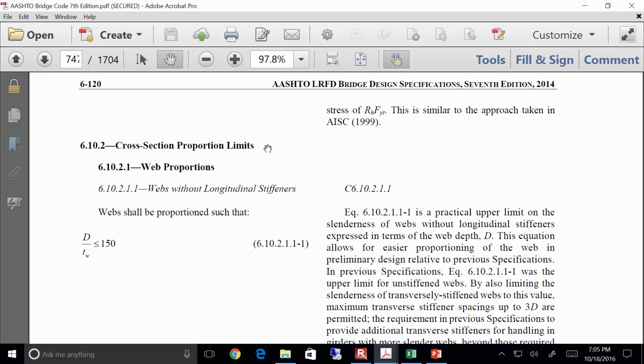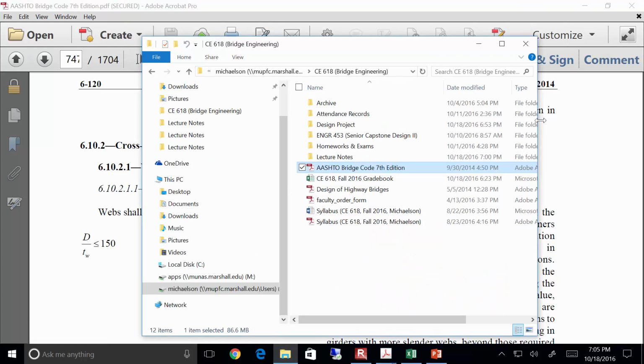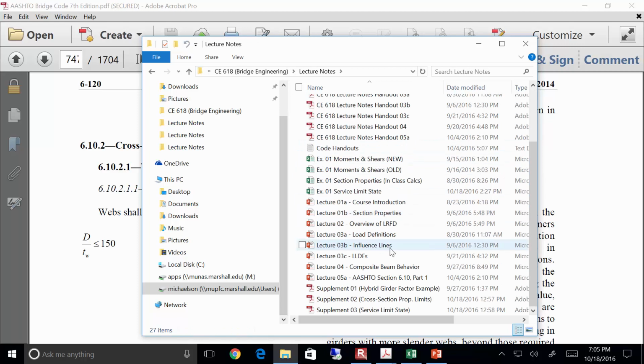So if you have a web without a longitudinal stiffener, you shall proportion that web such that the web slenderness, and that's this D over TW, we're talking about how slender the web is, is less than 150. Now keep in mind your units, you're taking D over TW, so the units should cancel out. Make sense?